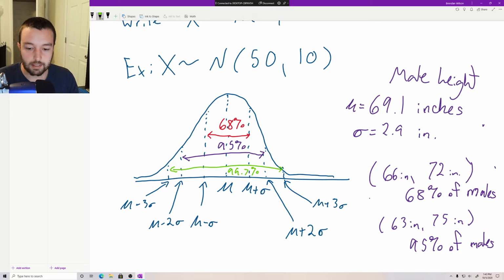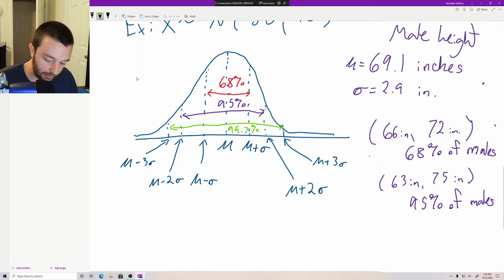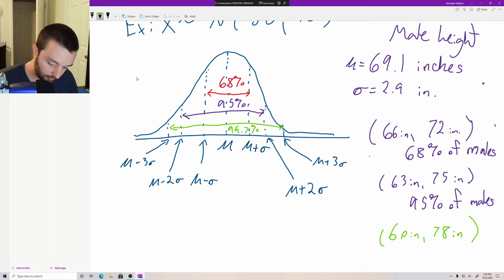So with height, that's going to be 60 inches to 78 inches. All right, so that's 5 foot to 6'6". Okay, so only 0.3% of males are not between 5 foot and 6'6".